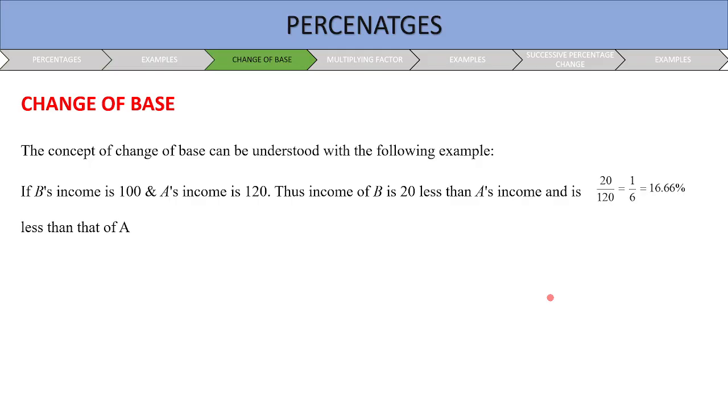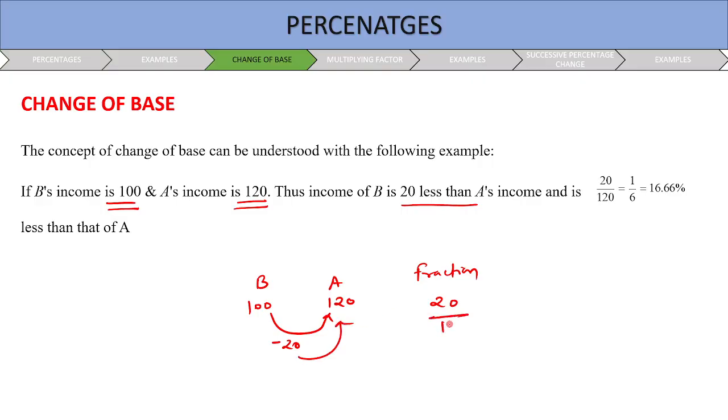So we will understand using the following example. If B's income is 100 and A's income is 120, then the income of B is 20 less than A's income. We have already discussed this part, that B's income is 20 less than A's income. So if we want to express this in terms of fractions, it will be 20 of what? 20 of A is 1 by 6.